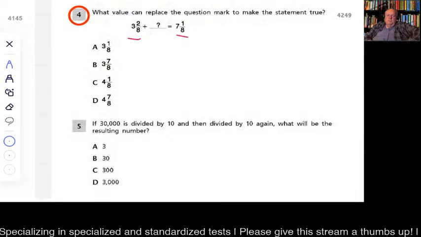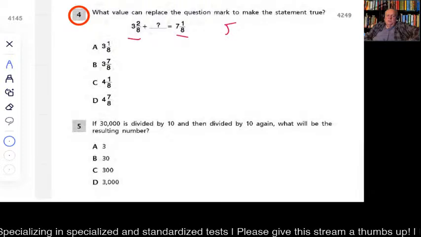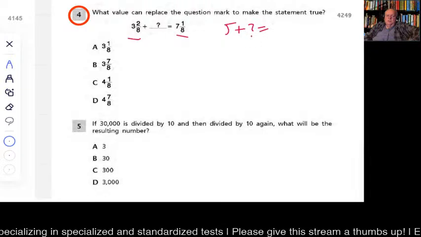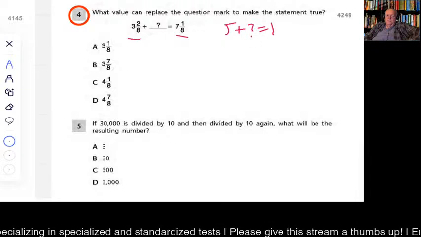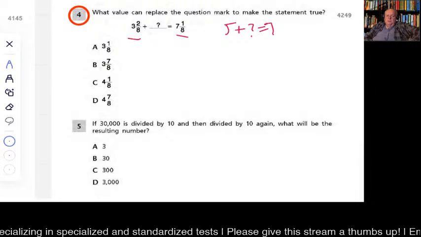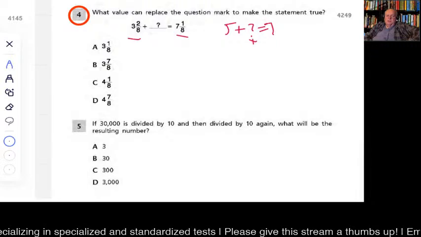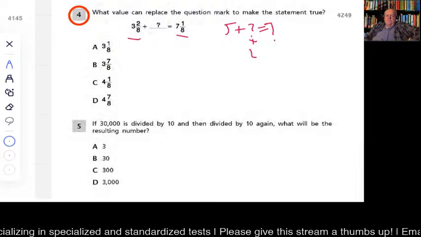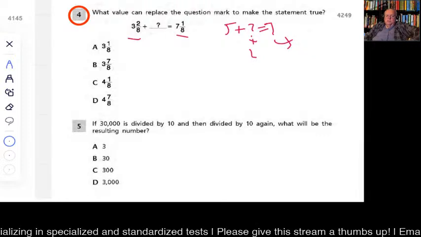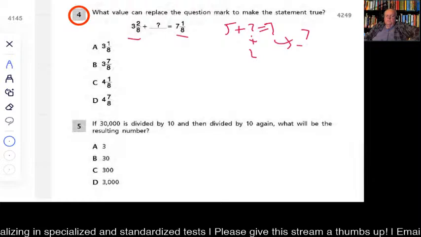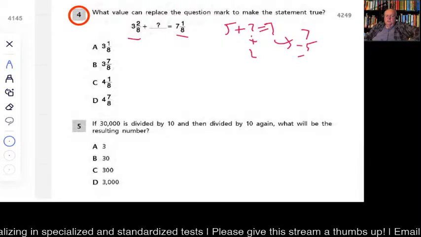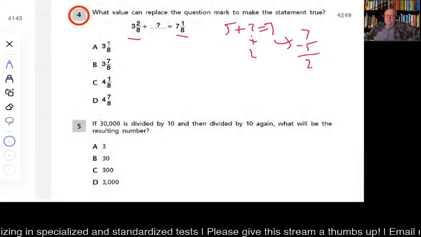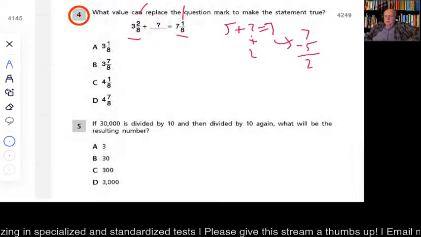Because if I had 5 plus question mark equals 7, right? Many of you know that this is 2. That's 5 plus 2 is 7, right? So we're going to do the same thing here. And the kind of formal way to do this is to do 7 minus 5 and then get 2.